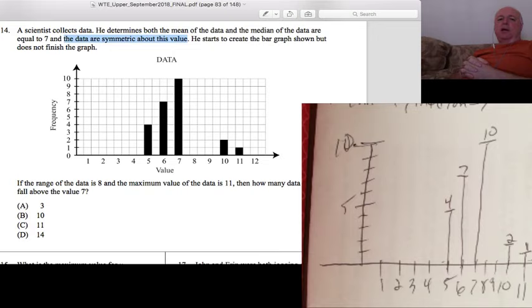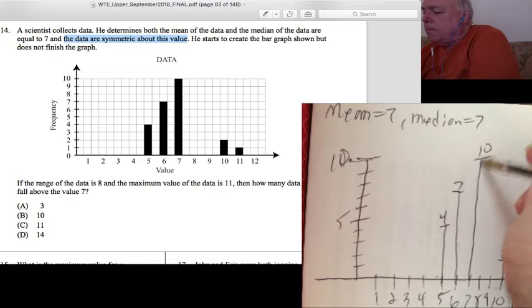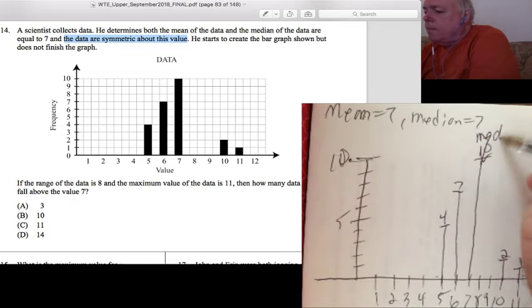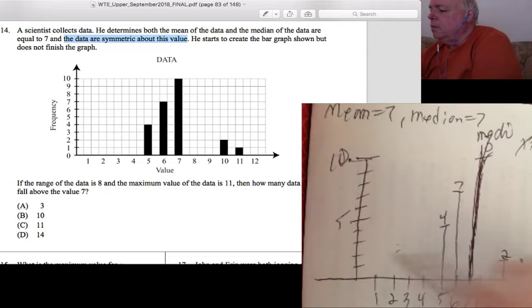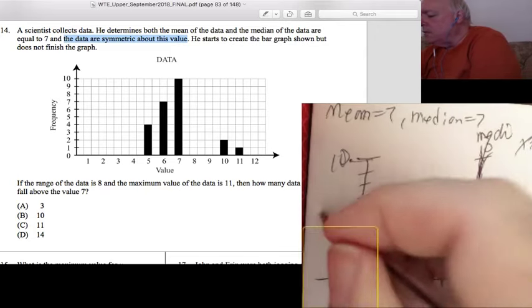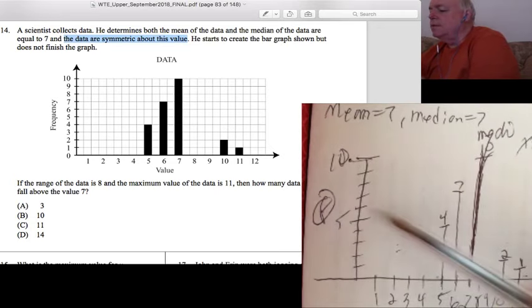A scientist collects data. He determines both the mean and the median of the data are equal to 7. So this is the median. This line right here. It's the central number. So before, when I had the example like 1, 3, 5, 7, 9, I'm going to cross off like this, and my median is 5. So that's what happened here. Whatever went on with these counts, and again, this is the frequency, remember. Okay, these are the values. So the frequency is the counts.